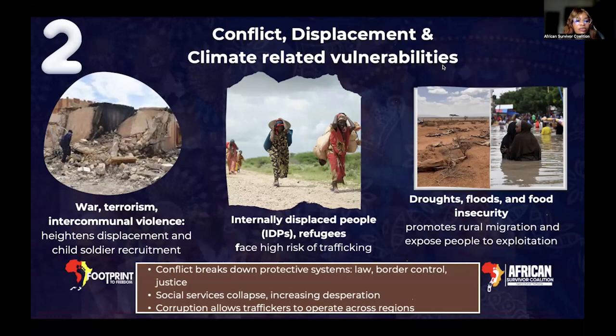In summary, on conflicts, where there is instability, people move. And when people move, traffickers look for who they can exploit. Next slide, please.